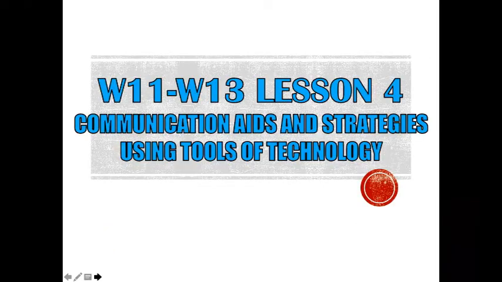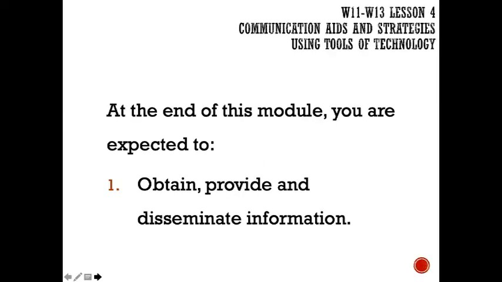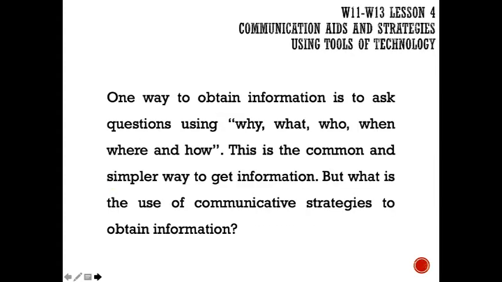Next, let's go now to the next module, which will focus on communication aids and strategies using tools of technology. At the end of this module, you are expected to first obtain, provide, and disseminate information. So we will be focusing now on communication aids or strategies, wherein how does communication happen, or what strategies can we use in doing communication.